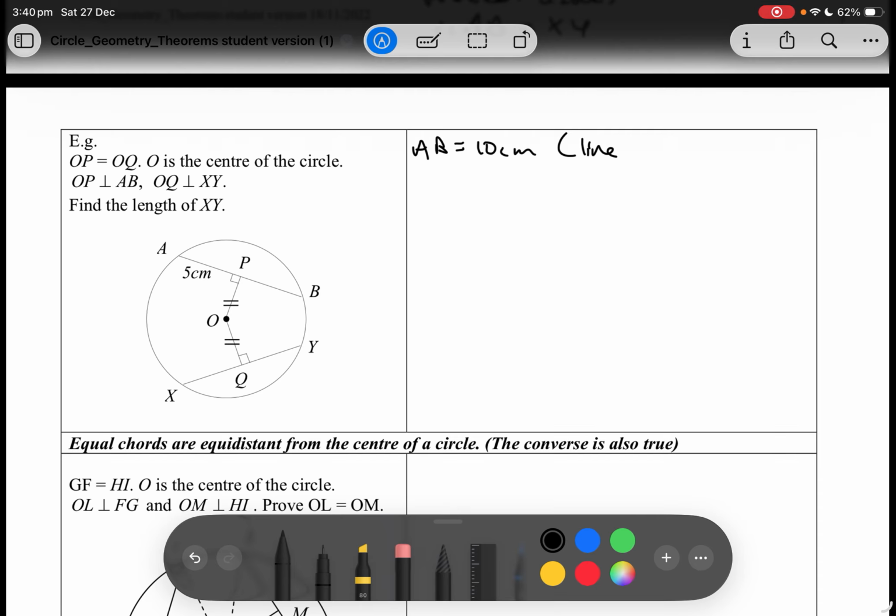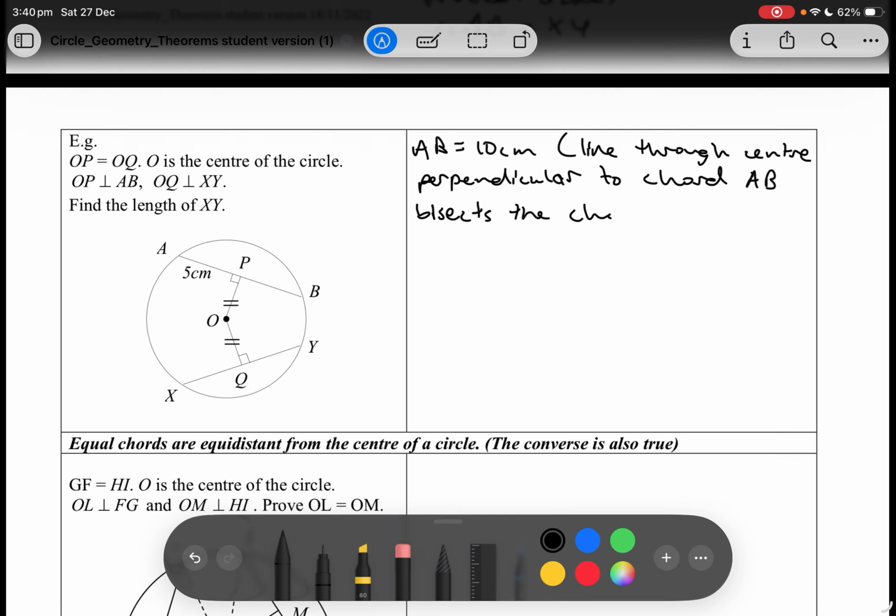And our reason is our line through the center perpendicular to the chord AB bisects the chord. So if we know that this length AP is 5 centimeters, then BP must be 5 centimeters as well. Therefore, AB equals 10 centimeters. So therefore, XY equals 10 centimeters as well. And our reason is the theorem we just proved.